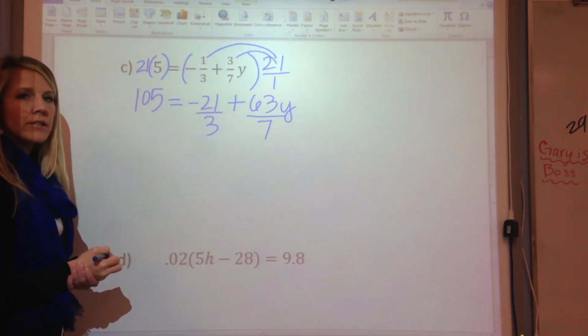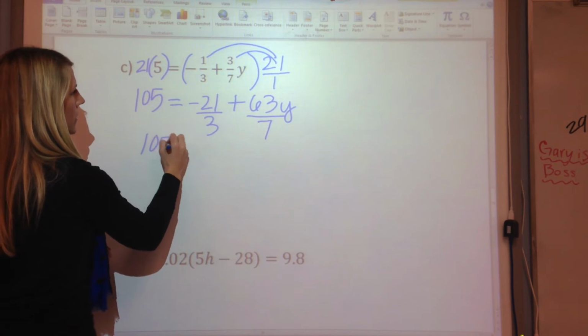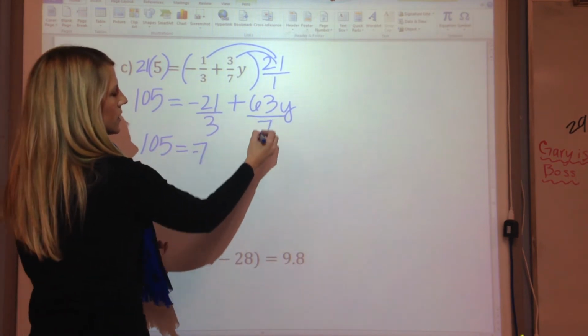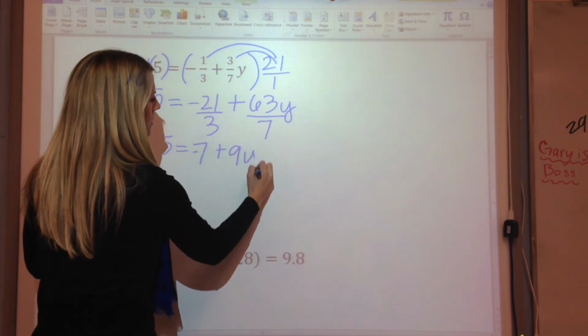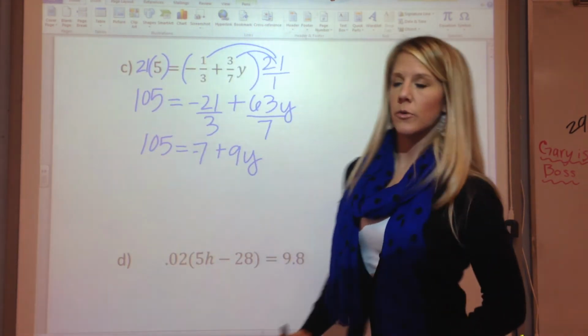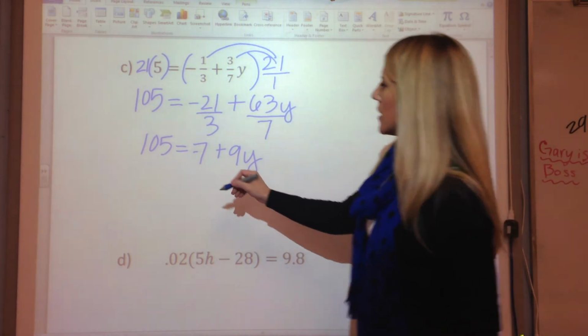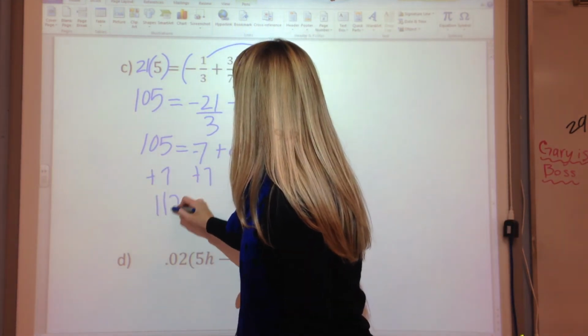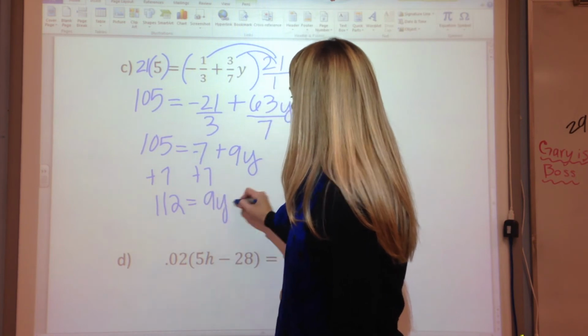Okay, so now can I go ahead and simplify? So I still have 105 equals negative 21 over 3 is negative 7. 63 divided by 7 is 9. So now we have nice numbers to work with. We have those integers. So I can go ahead and add 7 to both sides. So I get 112 equals 9y.